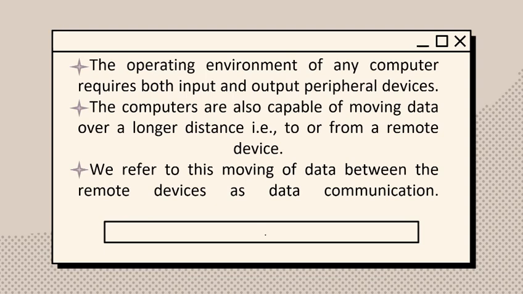The operating environments of any computer requires both input and output peripheral devices. The computers are also capable of moving data over a longer distance, that is, to or from a remote device. We refer to the moving of data between the remote devices as the data communication.